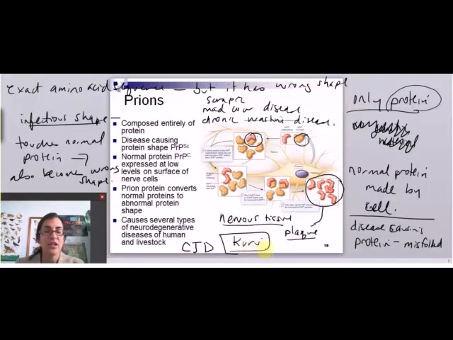So they first discovered it around the 1960s, and I think the very last case of Kuru, the very last person to die from Kuru, died in the 1980s. So it's no longer around.